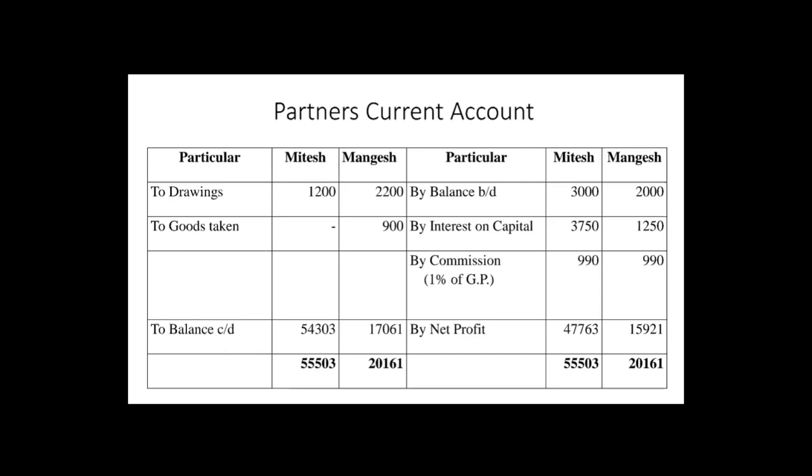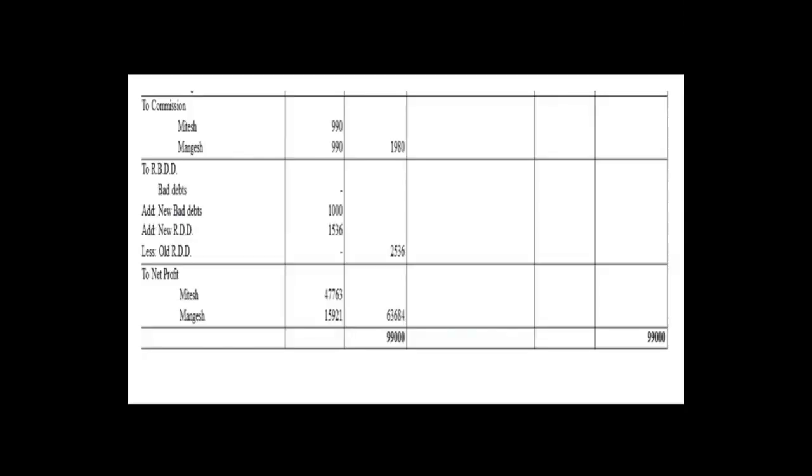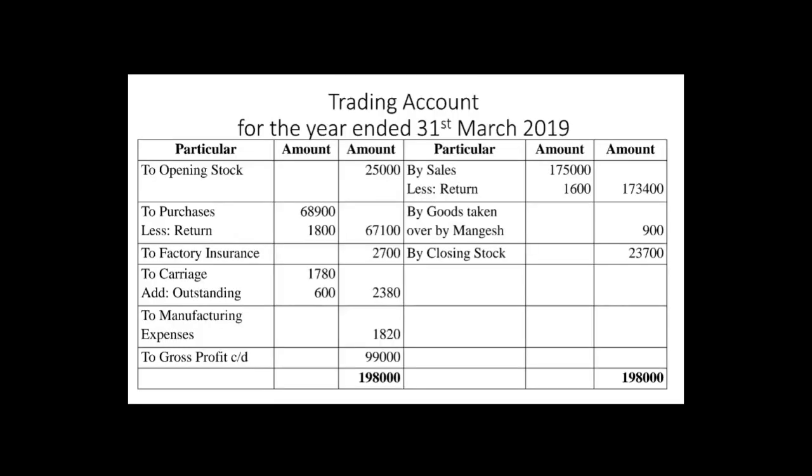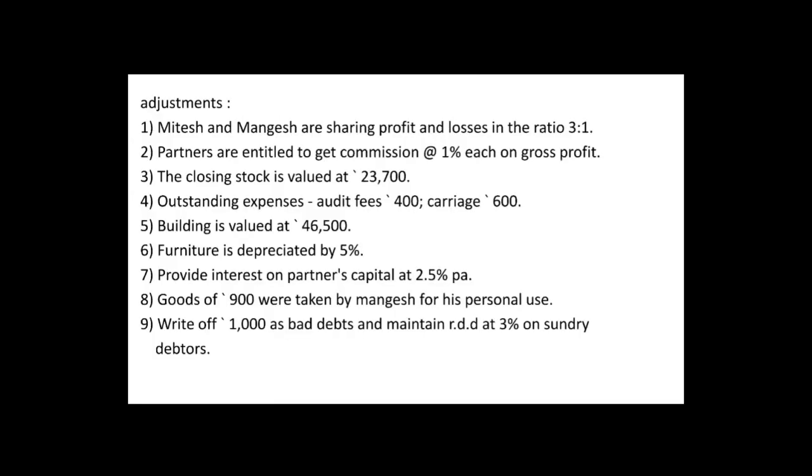Now the first is the information which is given to you. As for the second adjustment, we can solve it only when we get the gross profit. It is said partners are given a commission of 1% on gross profit. So far we have not got the gross profit. So the first adjustment is only information. The second we can solve only when we get the gross profit. So we will directly start recording with the third one, that is closing stock.